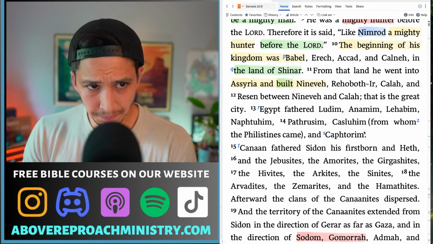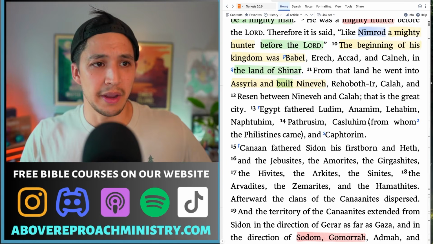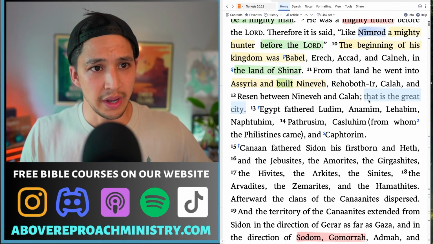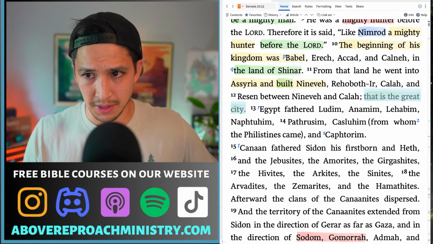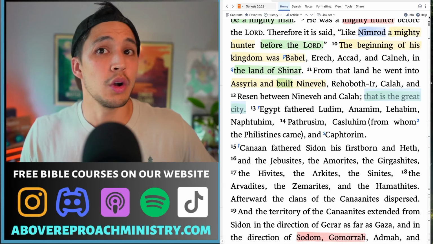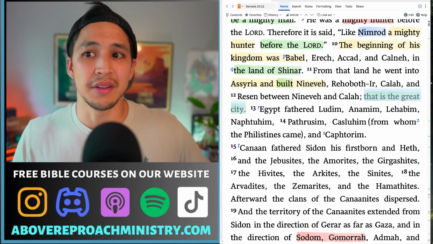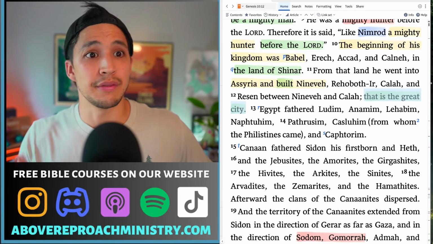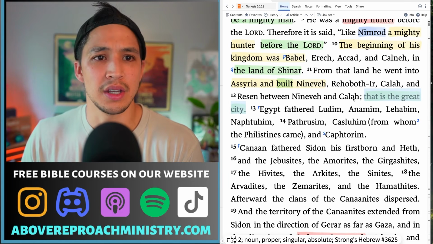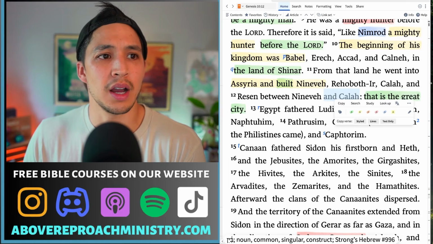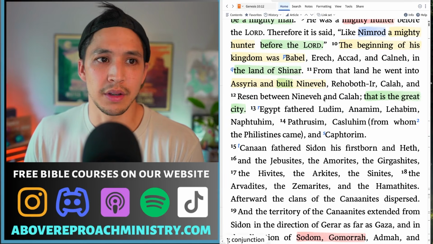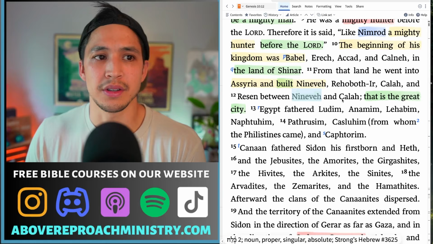So verse 12, I know this is a lot of information, just some things I've noticed. Resen between Nineveh and Calah, that is the great city. Again, I pointed this out, but in Jonah's story, God calls Jonah to go to the great city, Nineveh. And I think that's what's in focus here. Nineveh is the great city. Yet we don't see either of these two cities elsewhere in the biblical story, Calah and Resen, between Nineveh. So Nineveh is really going to get some focus in the story.